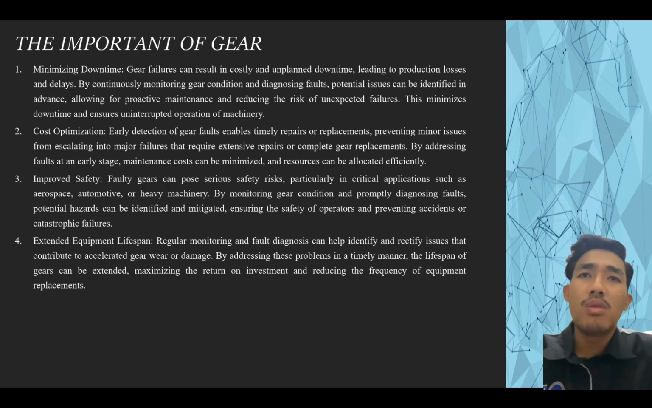Regular monitoring and fault diagnosis can help identify and rectify issues that contribute to accelerated gear wear or damage. By addressing these problems in a timely manner, the lifespan of gear can be extended, maximizing the return on investment and reducing the frequency of equipment replacement.